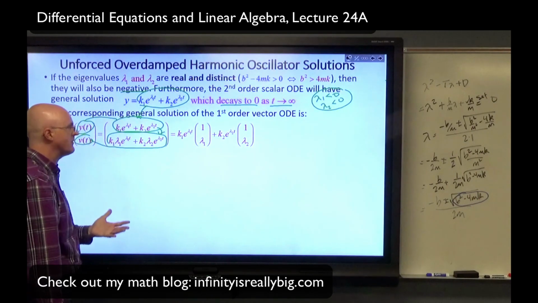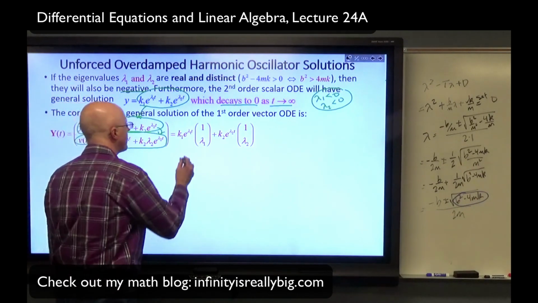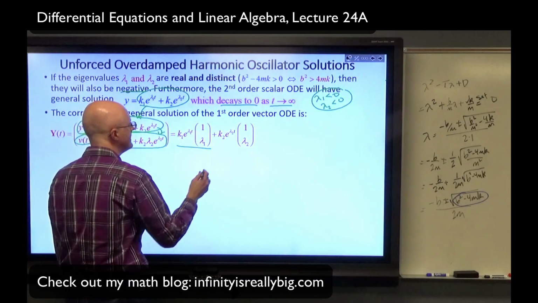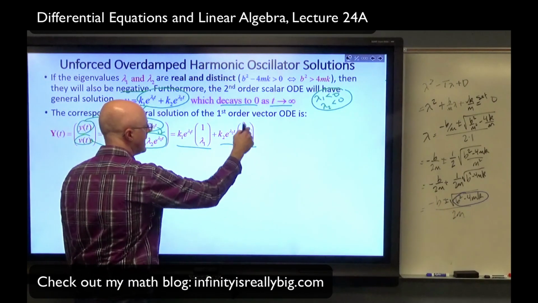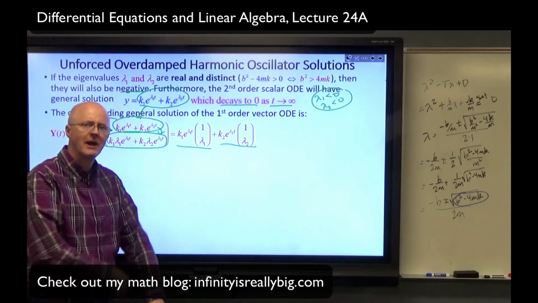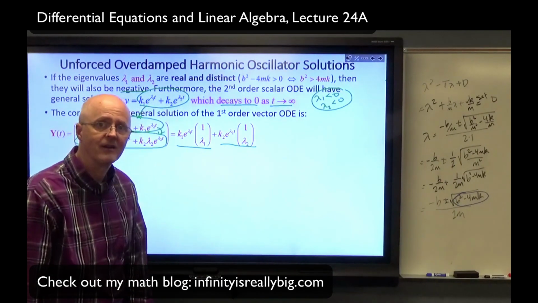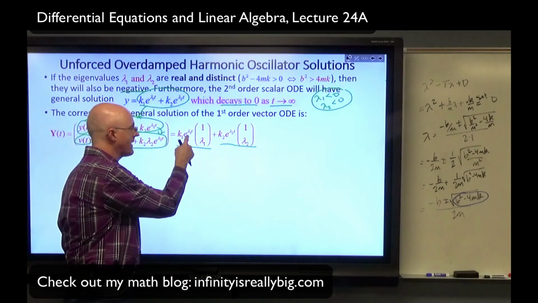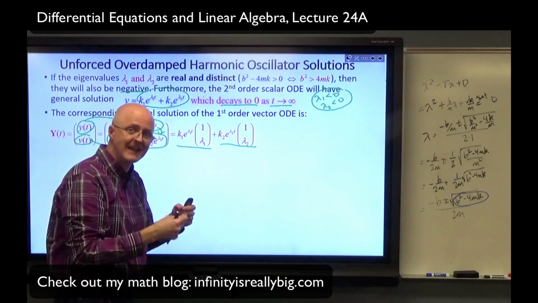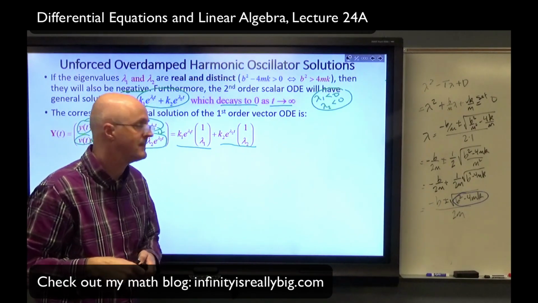And then, as we often do, we can separate this into a linear combination. k1 e to the lambda 1 t times the vector (1, lambda 1) plus k2 e to the lambda 2 t times the vector (1, lambda 2). Lambda 1 and lambda 2 are eigenvalues. Are these two things eigenvectors? Yes, they are. This is an eigenvector for that eigenvalue. This is an eigenvector for that eigenvalue. Remember, they've got to go together. Each vector is an eigenvector only for one eigenvalue, not for both of them.